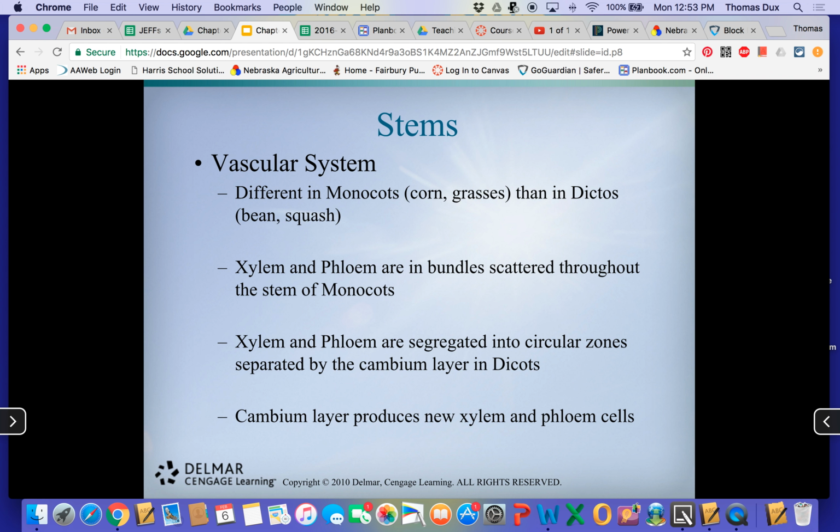Circular zones separated by the cambium layer. Yep, right there. And we'll look at what the cambium layer is. Then just put cambium right down there.